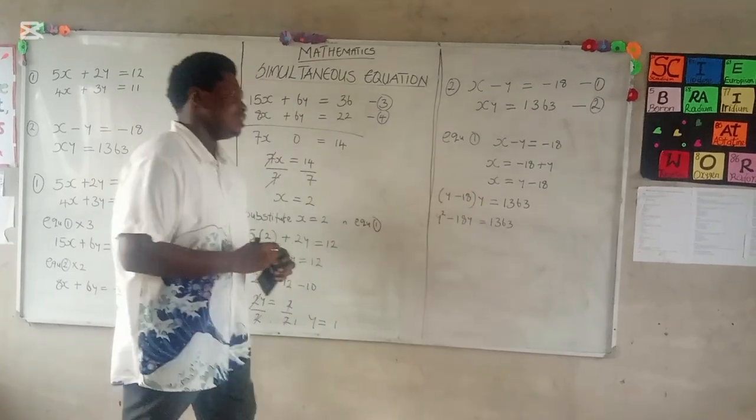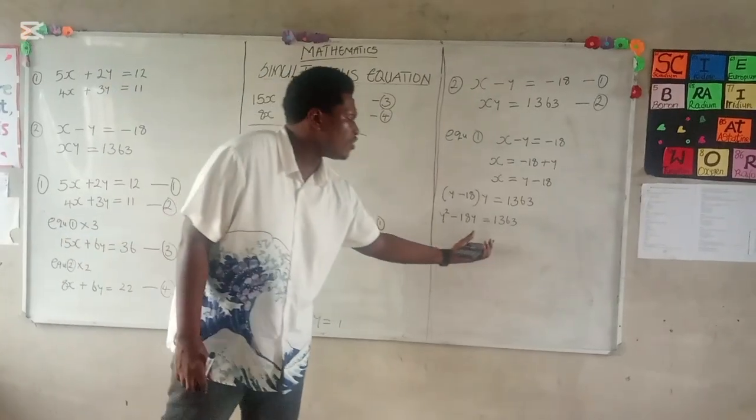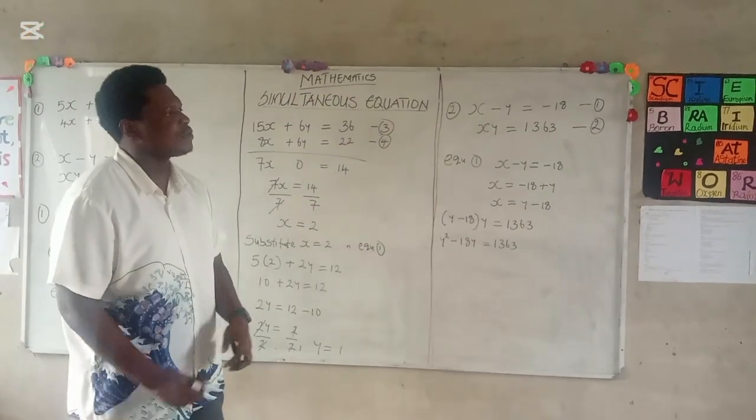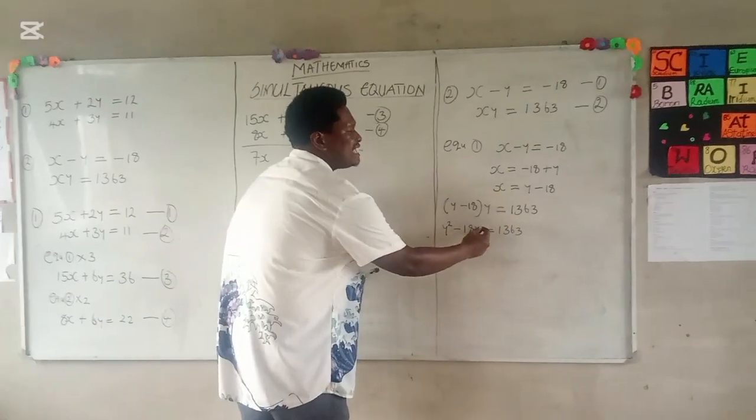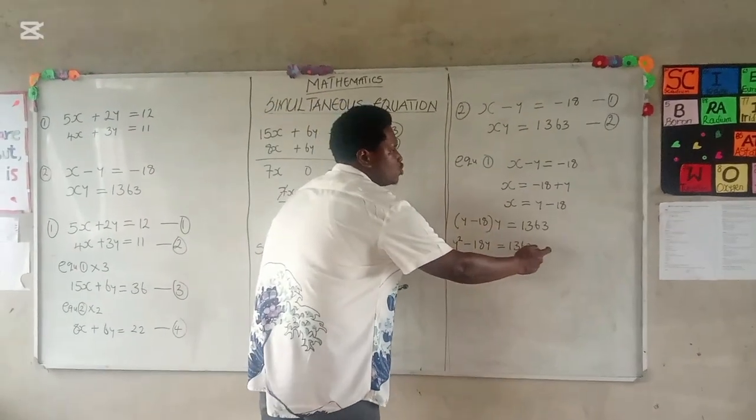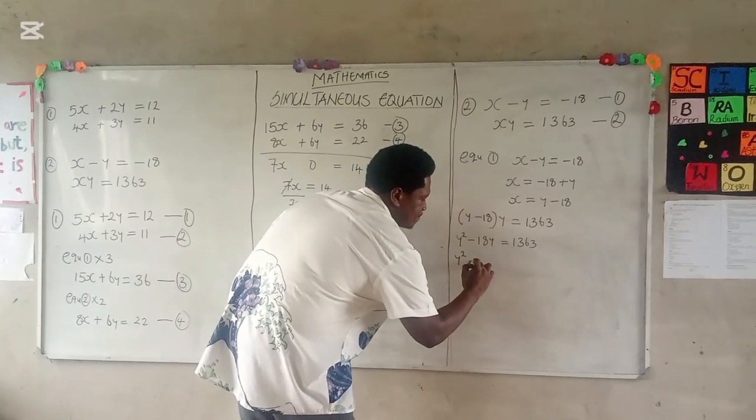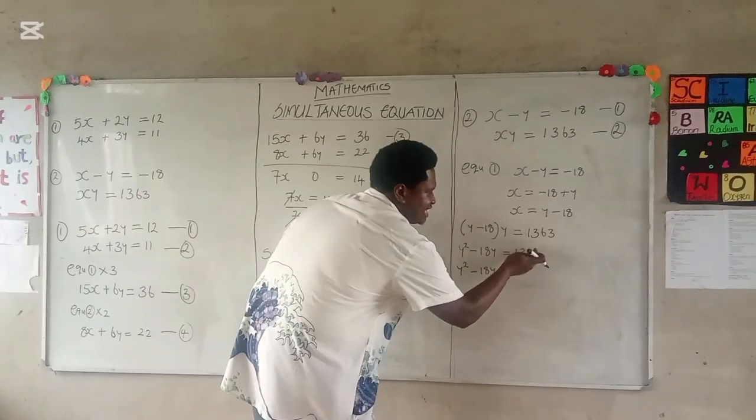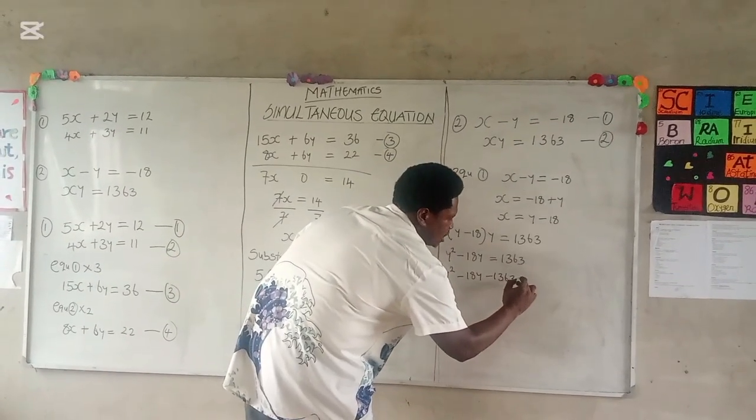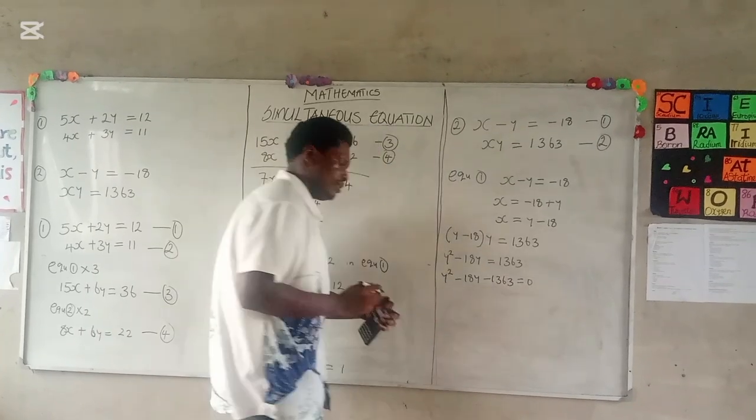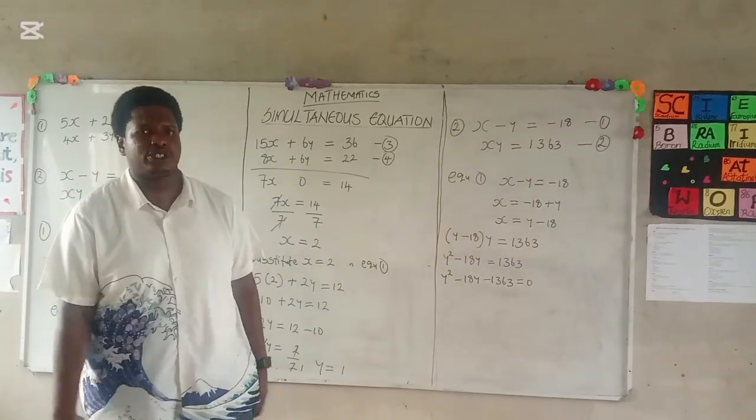Now at this point, what are we going to do in order for us to solve? We are going to convert this to a quadratic equation. And for us to do that, we have to move this inside and equate this equation to 0. What do I mean? We are going to have y squared minus 18y. This crossing over becomes negative 1363 is equal to 0. So at this point, we now have a quadratic equation.